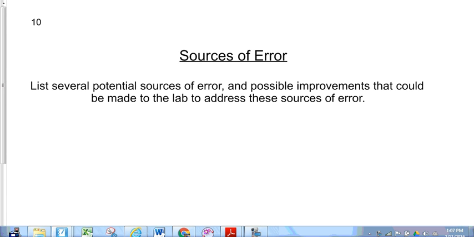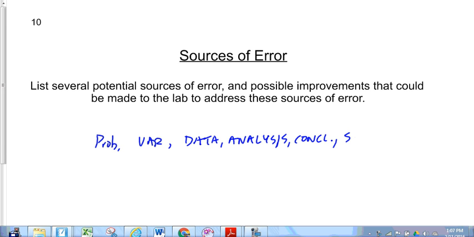What do you have to hand in? The problem that I already gave you. The variables. I'm not going to make you do a hypothesis, materials, or procedure. Data comes next. Analysis. Conclusion. And sources of error.